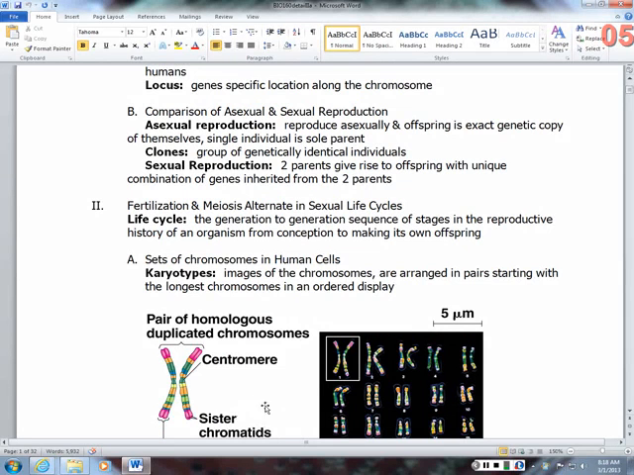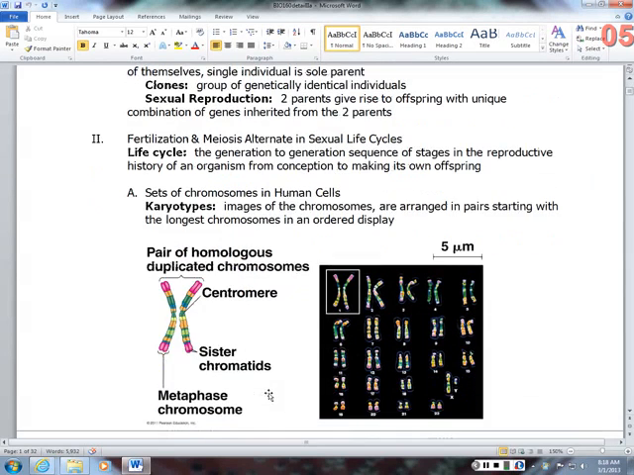So fertilization is going to be necessary for sexual life cycles in there. A life cycle is just the generation to generation sequence of stages that you'll go through in there. It's the reproductive history of the organism going from the time it's born to the time it makes its own offsprings. So when we look at the chromosomes, one of the ways to view them is a karyotype in there, which is an image of the chromosomes.